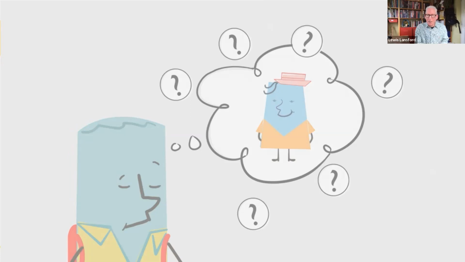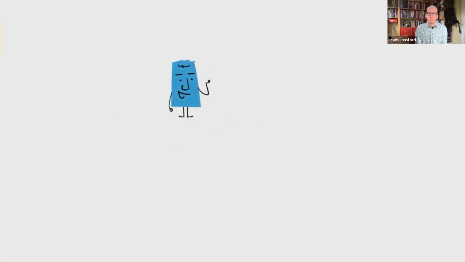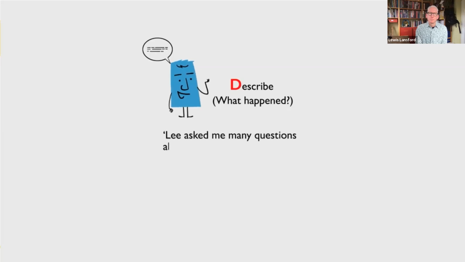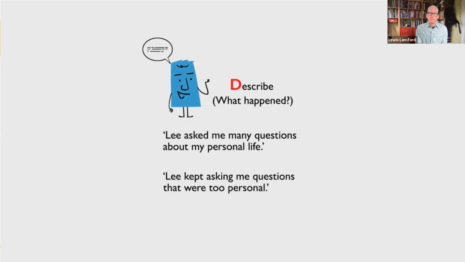Imagine you're Peter. You could use the DAE model to help you interpret Lee's behavior. Step 1. Describe. Describe what happened, but without judgment. You could say, Lee asked me many questions about my personal life, instead of, Lee kept asking me questions that were too personal. Step 2. Analyze. Why did they do that? Come up with at least 3 different possible reasons.